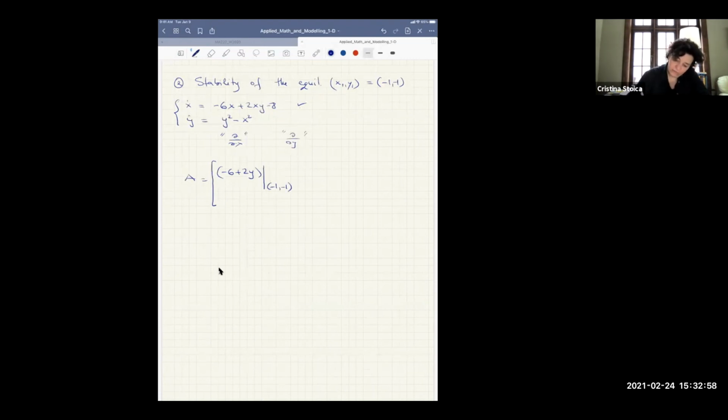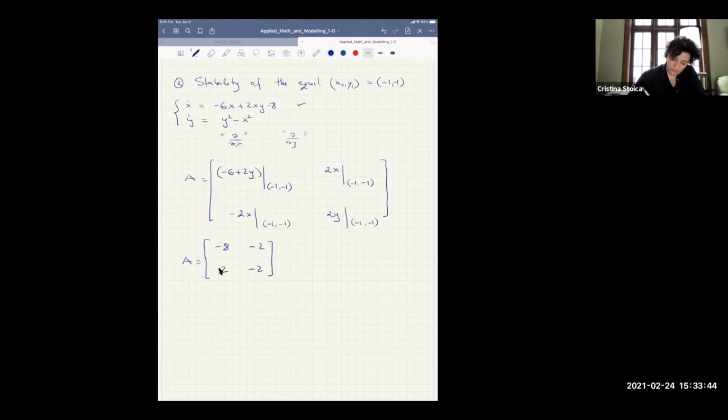Now d/dy will be just the 2x, again at minus 1, minus 1. Now d/dx of minus 2x at minus 1, minus 1, and the 2y at minus 1, minus 1. So what is A, the linearization, or L or whatever. We have to put those numbers in. So we'll have minus 6 minus 2, it's a minus 8. That's a minus 1, minus 2, then 2, and then minus 2. Good.